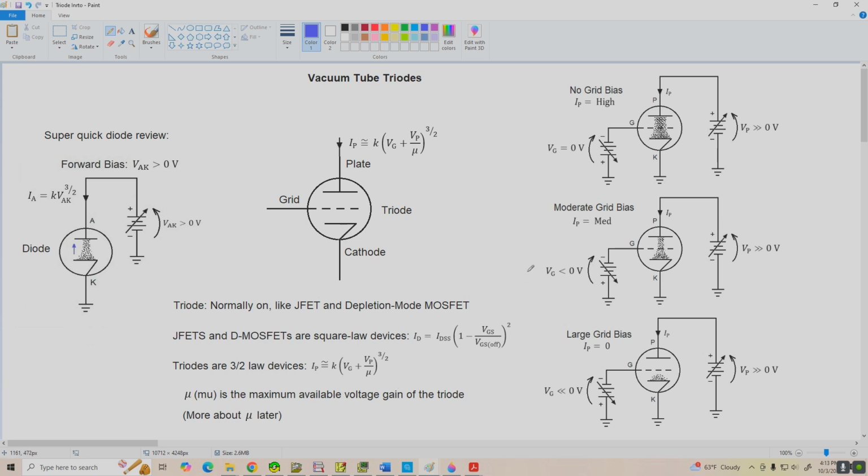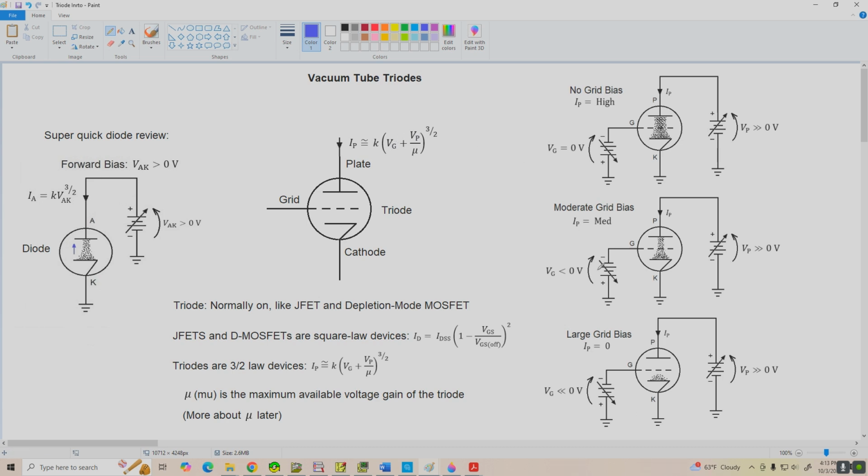We can get a kind of intuitive idea how the triode works by looking at these three schematics over here on the right. In the first case, I'm applying no voltage to the grid of the tube, so V_GK equals 0. And if we apply an external plate voltage V_P, we're going to get electron flow from cathode to plate, and we get a large plate current that would be given approximately by this equation.